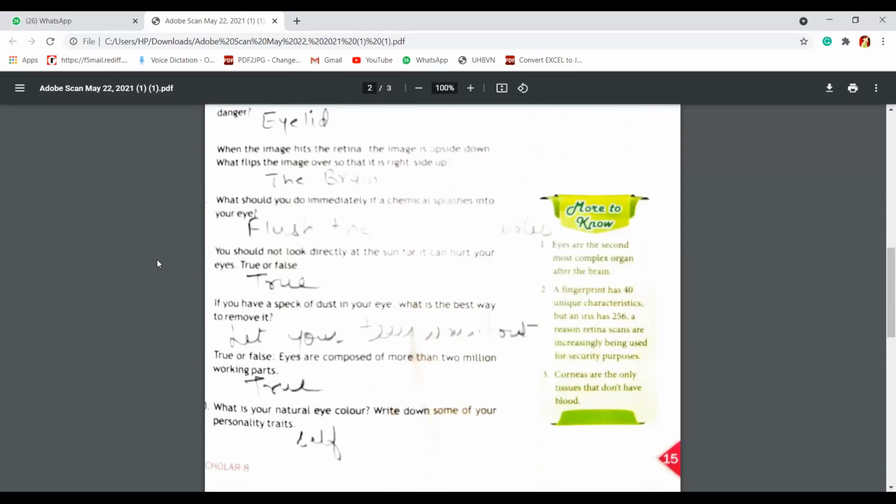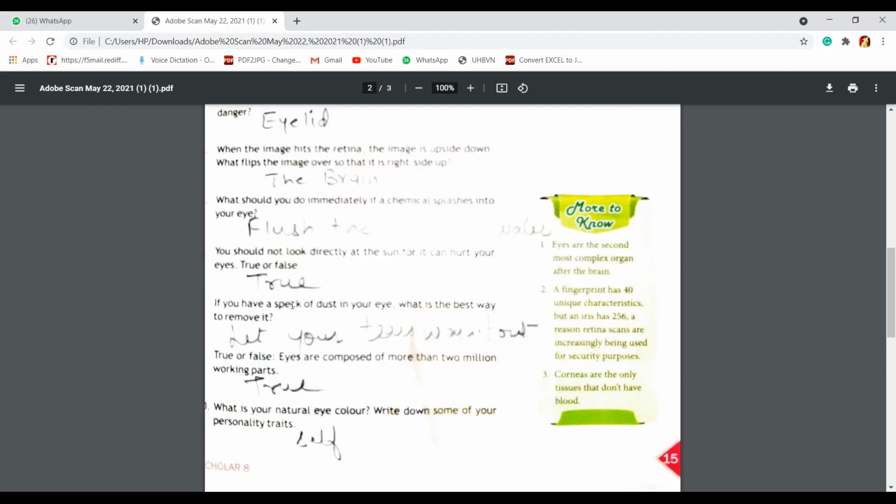And when the image hits the retina, the image is upside down, and it is the brain that flips the image over. What should you do immediately if a chemical splashes into your eyes? If a chemical splashes, you have to flush the eye with water only. But you should not look directly at the sun, because it can hurt your eyes. Yes, we should not look directly at the sun because it hurts our eyes.